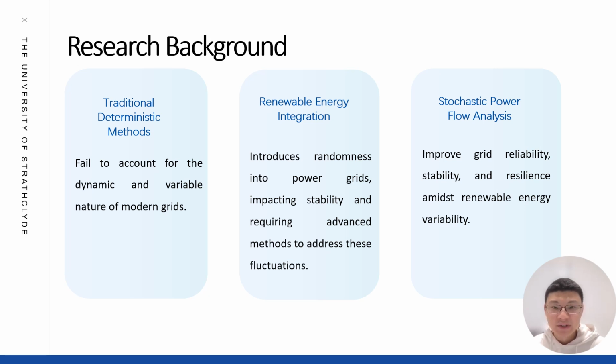Renewable energy sources like wind and solar are variable and unpredictable, as they depend on weather conditions. This fluctuation introduces randomness into the grid, affecting key operation parameters such as voltage, current, and power flow. As renewable penetration increases, this issue becomes more pronounced, necessitating methods that can accommodate such variability.